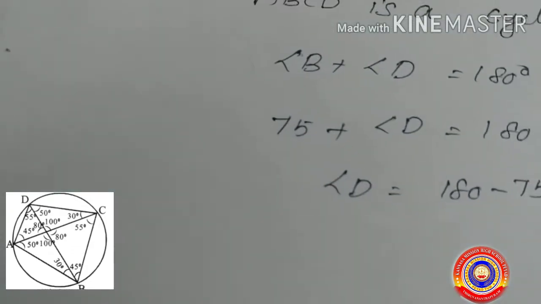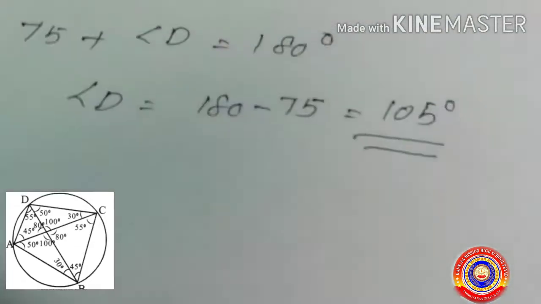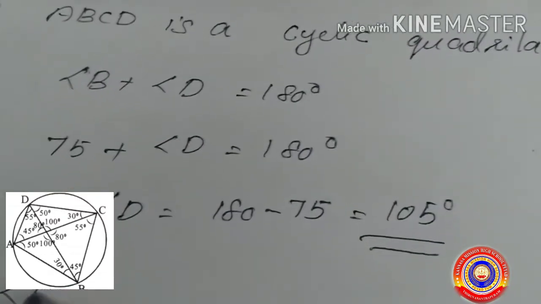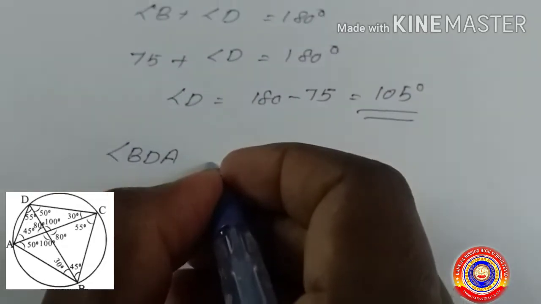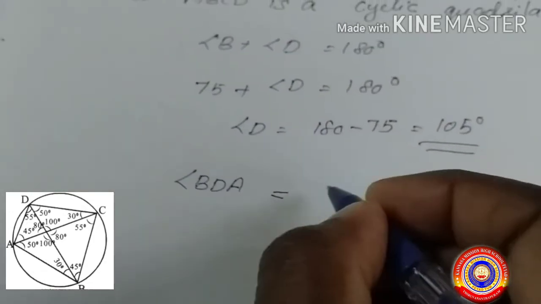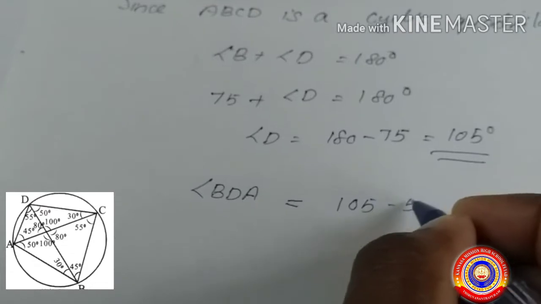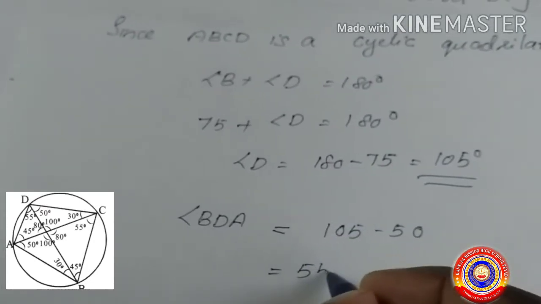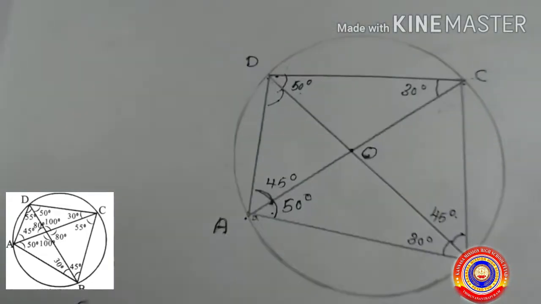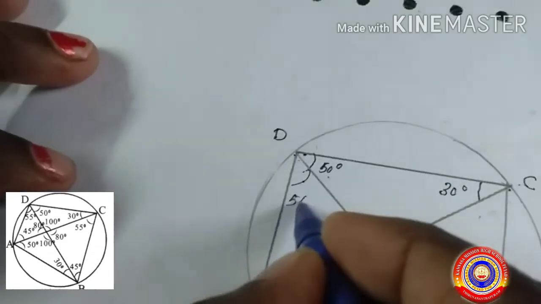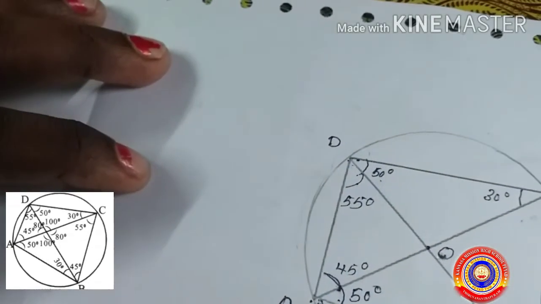So the whole angle D equals 105 degrees. One part is given as 50 degrees, so we have to find the measure of the other part. That means angle BDA equals 105 minus 50, which is 55 degrees. So angle BDA equals 55 degrees.